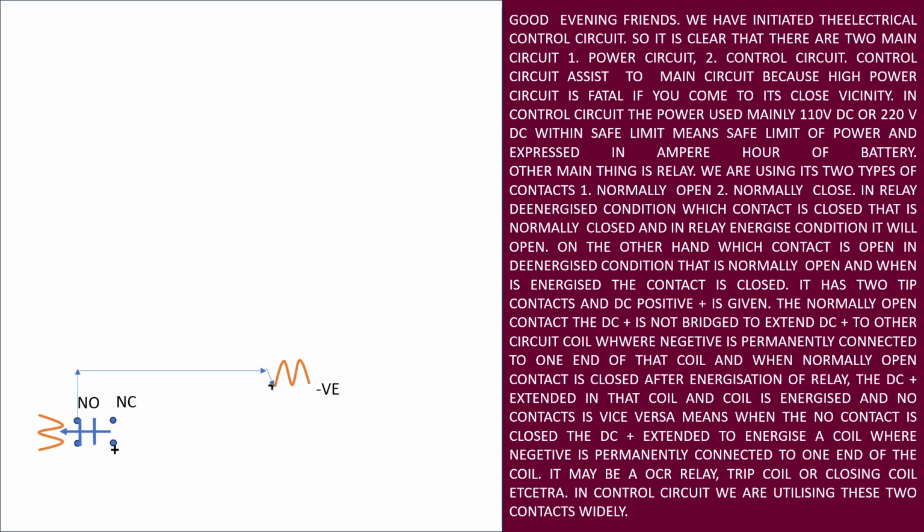But when DC fails, the relay is de-energized and releases its contact, the normally closed contact will make, and the DC positive will be extended to the DC trip coil of the circuit breaker, and the circuit breaker will trip, and the power supply will be switched off from our overhead system. This is the safety. This is the main health of a substation control circuit.